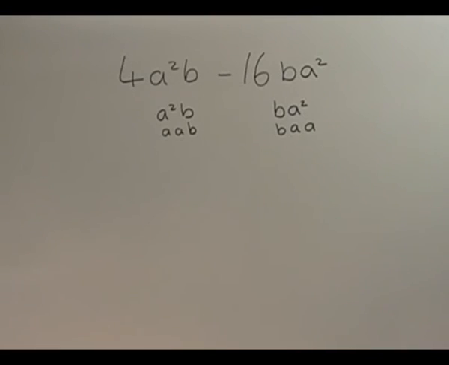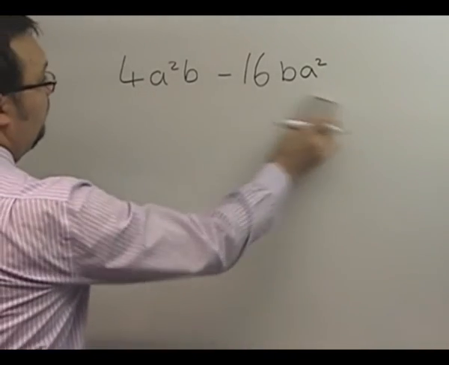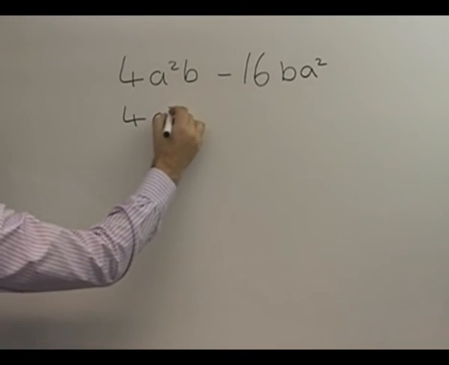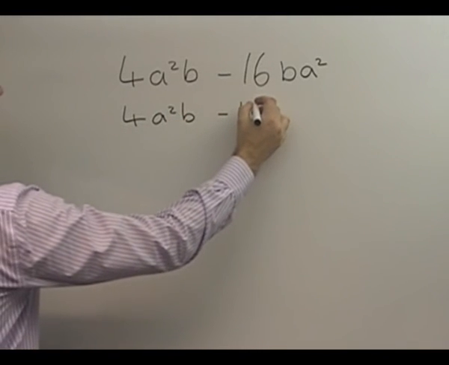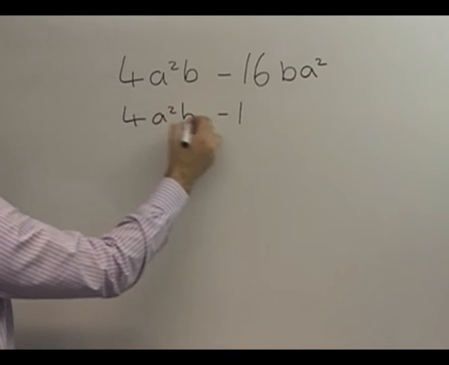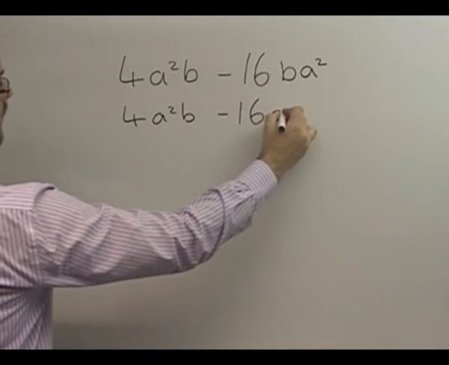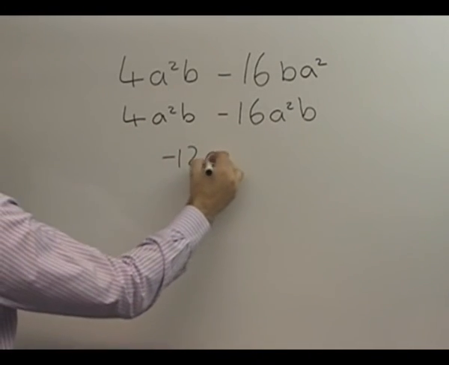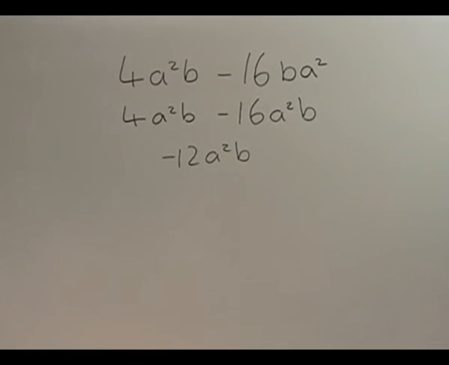So actually, this question wouldn't need factorising at all. So what you've got here is 4a squared b take away 16a squared b. So 4 take away 16 is negative 12a squared b. So actually the answer is just negative 12a squared b, and you don't need to factorise at all.